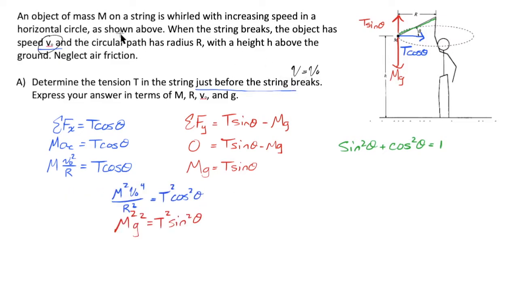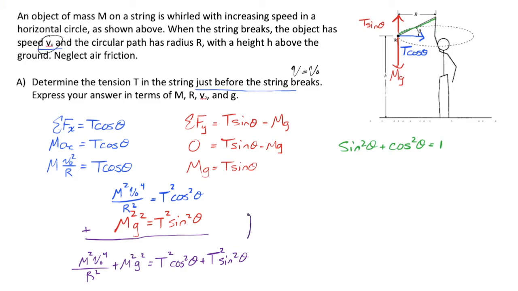I can always add the left with the left and the right with the right. Let's use purple to represent the fact that we're going to combine these two equations and see what we get. Slightly weird looking: m squared v naught to the fourth over r squared plus m squared g squared is equal to T squared cosine squared theta plus T squared sine squared theta.